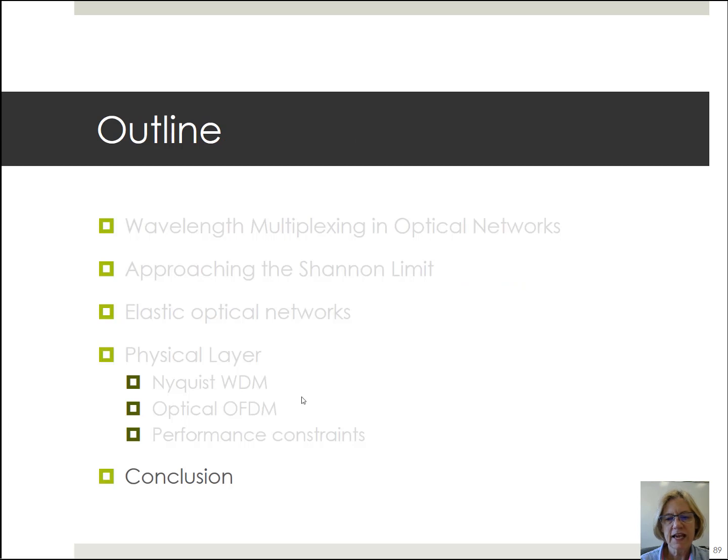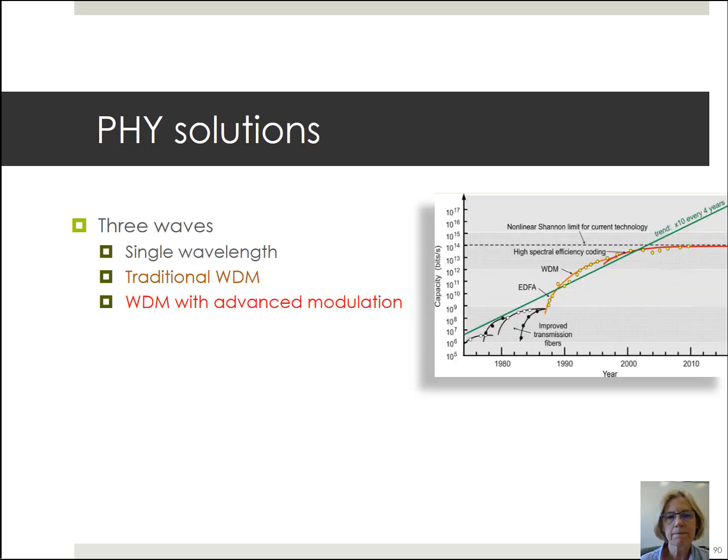So that brings me to the end of my discussion of what the physical layer must do in order to accommodate the elastic optical networks. And we saw how these constraints would influence the parameters used for the network resource allocation. So I'd like to just now go to some brief concluding remarks.